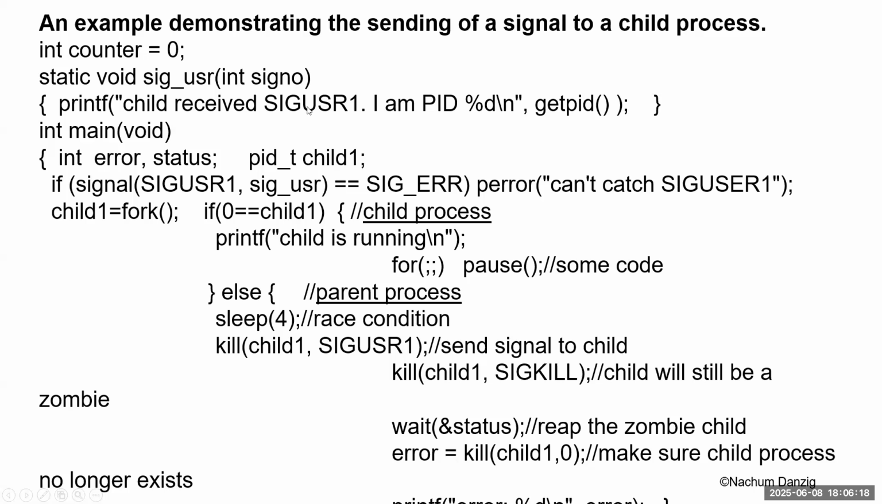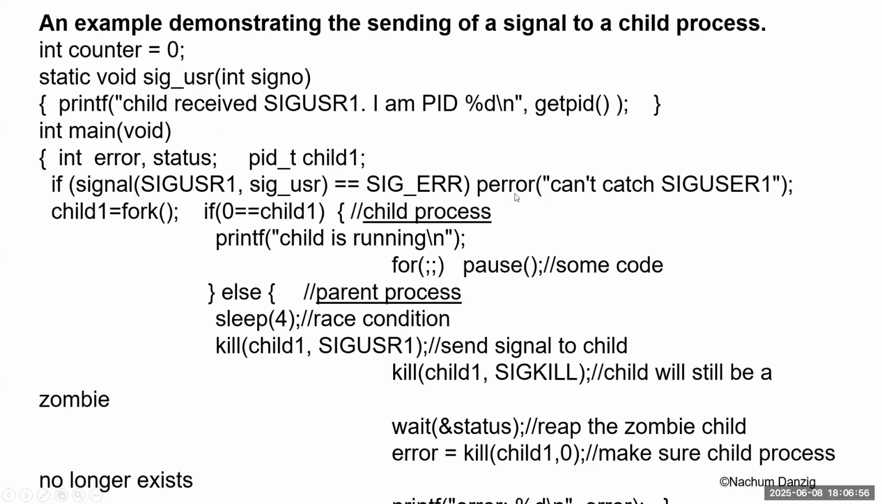A child receives, so what do we do here? sig_user is a function. This is the function: child receives SIGUSR1, I am PID number sign, and then getpid. Whatever value getpid returns will be put where the percent d is, and it'll say I am PID and the number. And that's it, essentially it's like saying return. So this will not kill the program. Now I say if I get SIGUSR1, go to this function called sig_user.